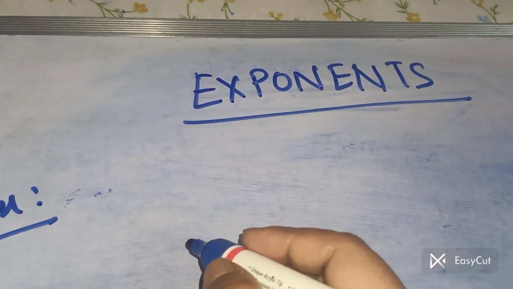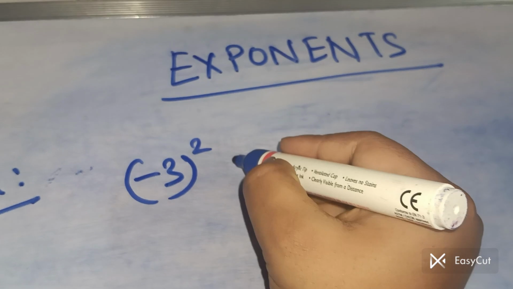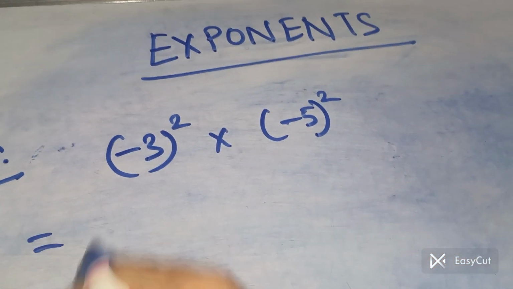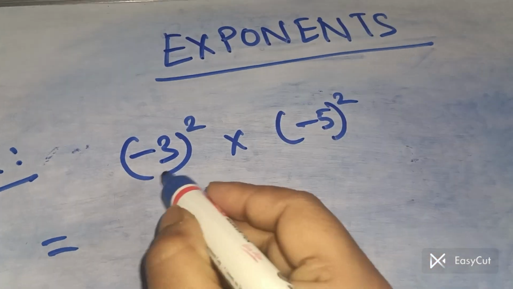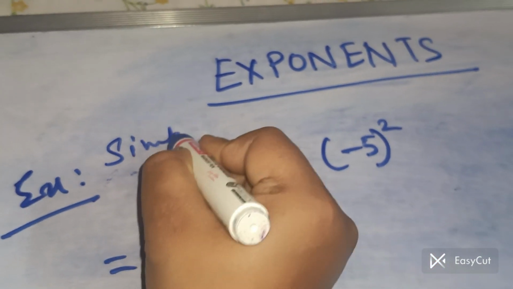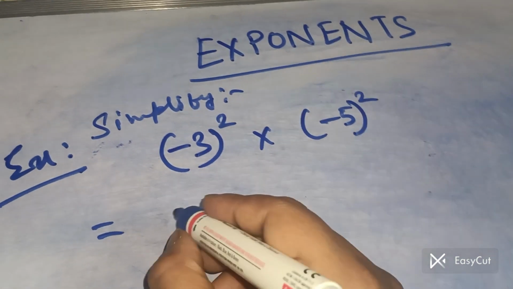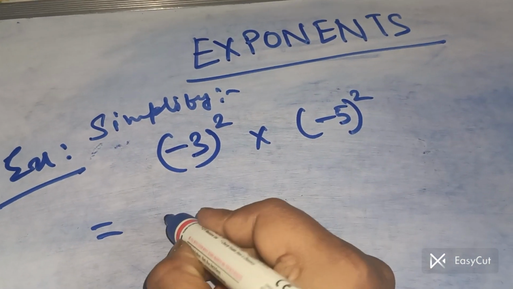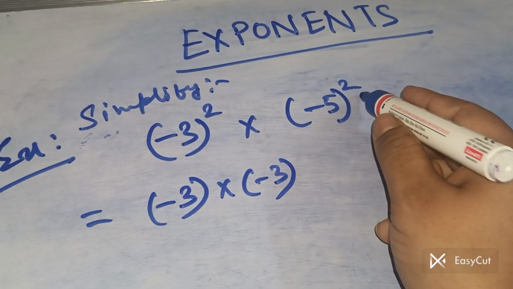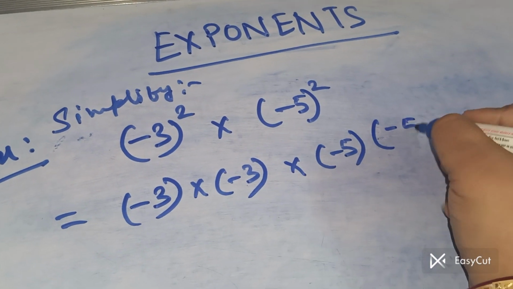That is minus 3 whole square into minus 5 whole square. See, here again we have to simplify. We are asked to simplify. How do we do it? See, here it is 2, so it will be minus 3 into minus 3. Here again it is 2 times, so minus 5 into minus 5.